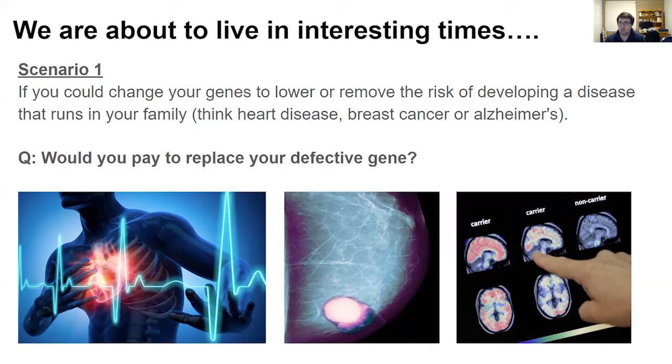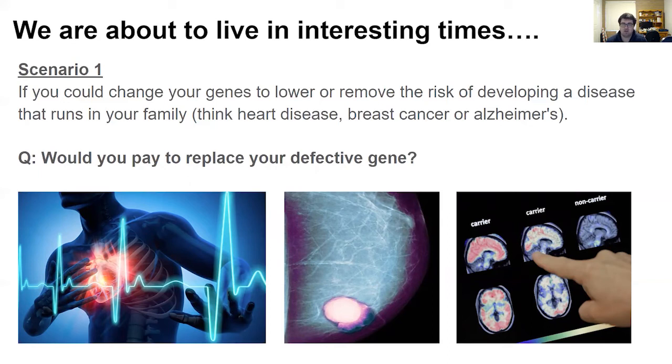All right, it's a big change in terms of how we can go about treating diseases, in particular non-infectious diseases, like those lifestyle ones like heart disease and so forth. Would you pay to replace your defective gene? Doesn't seem too bad, as long as it wasn't too expensive.